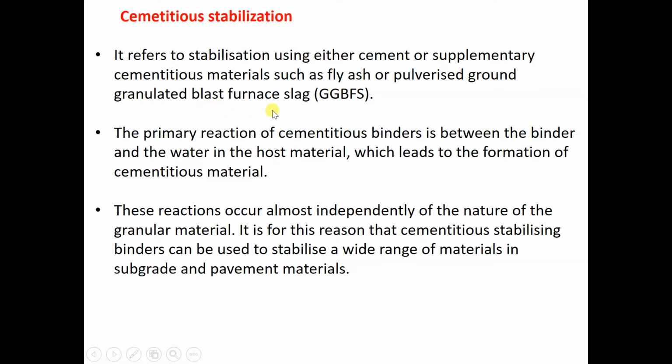There is also ground granulated blast furnace slag. This is what the furnace leaves behind when manufacturing steel products. It can be used as a stabilizing material, as additives, so it falls under the category of cementitious stabilization. The primary reaction of the cementitious binder is between the binder and the water in the host material, which leads to the formation of the cementitious material.